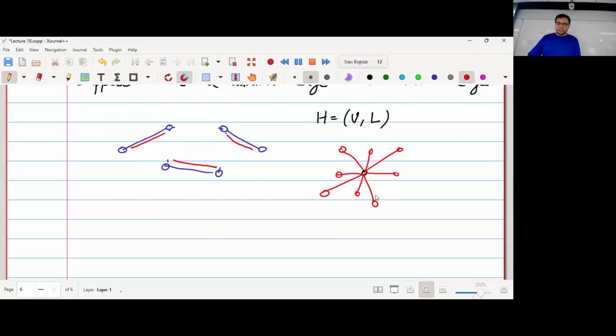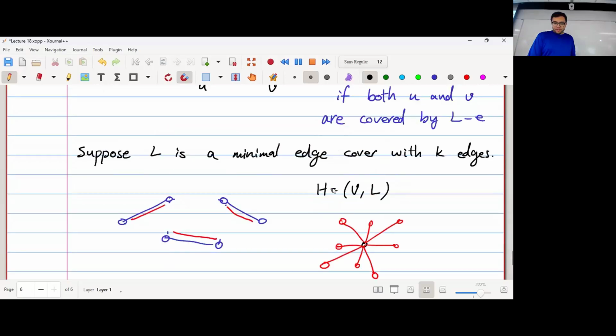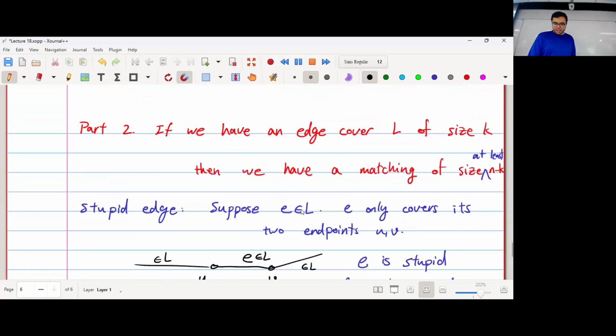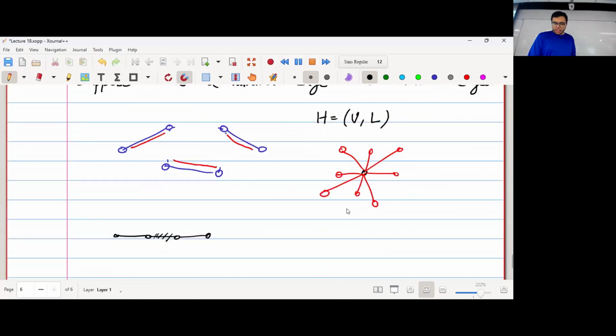Now, why is that the case? Suppose that I have a path of length 3. So suppose that I have something like this. Then the middle edge would be suited. So whenever I have a path that is longer than 2 edges, I can remove the middle edge. So in this graph that I get when I only have L, the minimal edge cover L, the length of every path is at most 2. So I cannot have a cycle.